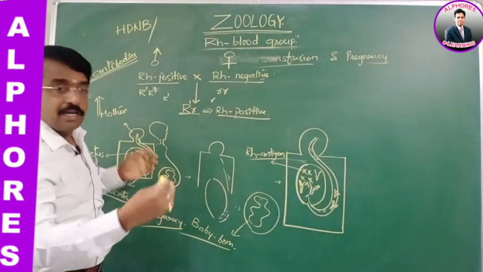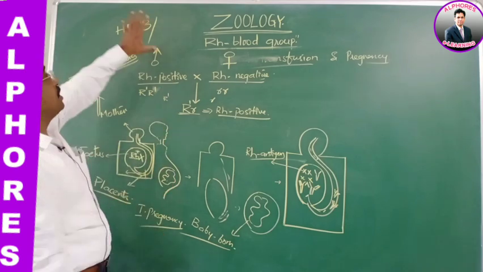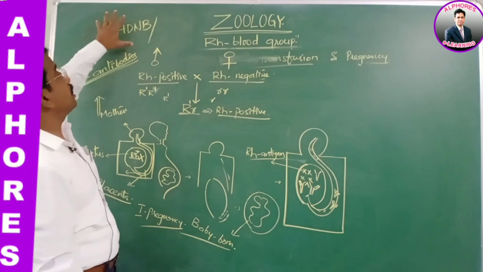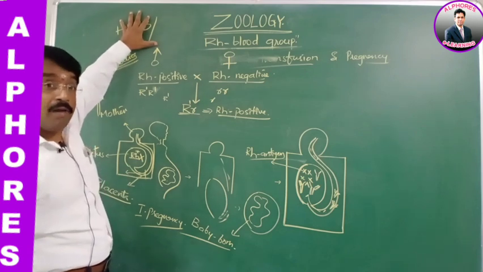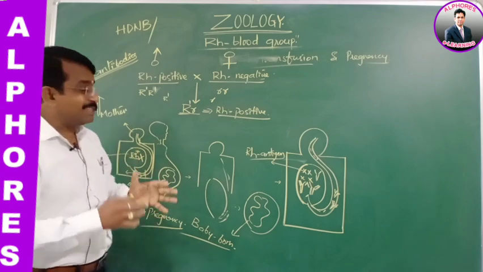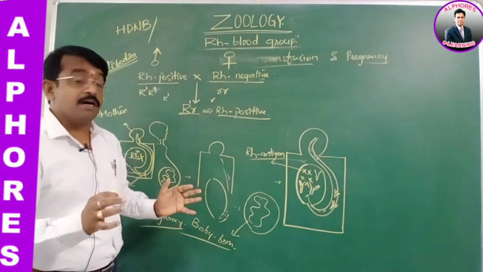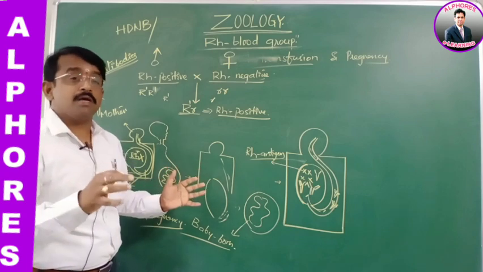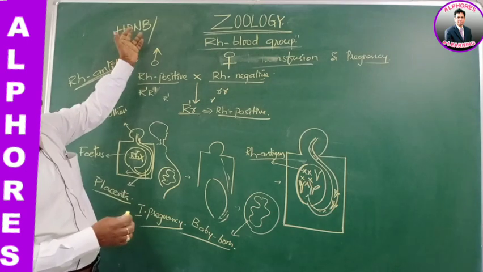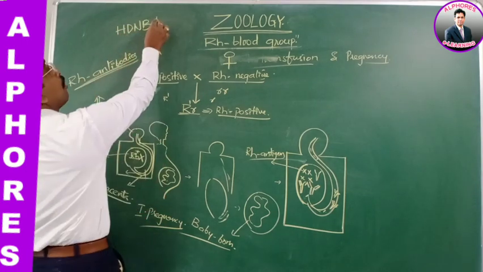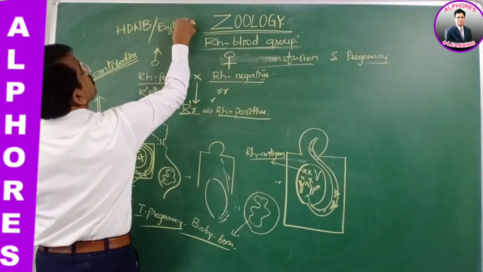This leads to the rupture of the RBCs, a condition named hemolytic disorder of the newborn, that is, during the developing condition itself, at the fetus level. Or else even after birth they face the consequences of anemia, and after birth also they are prone to the same condition, which is named hemolytic disorder of the newborn, or else erythroblastosis fetalis.